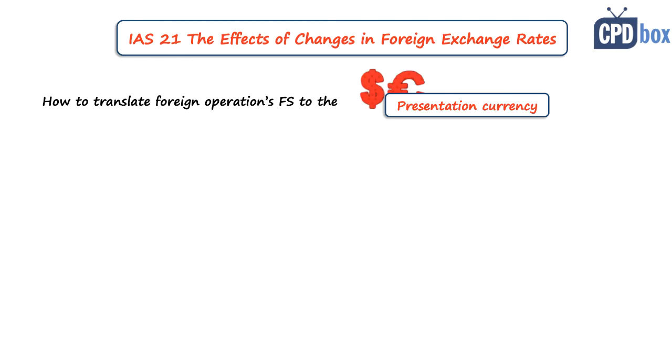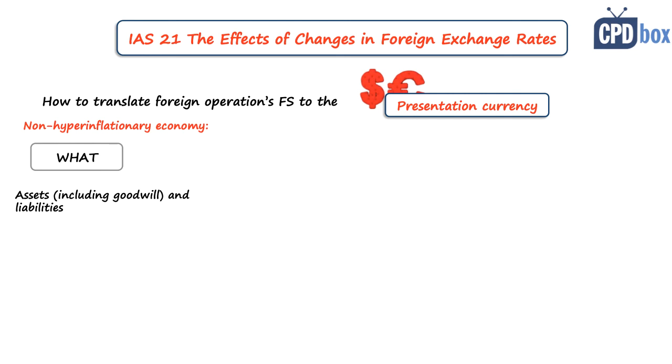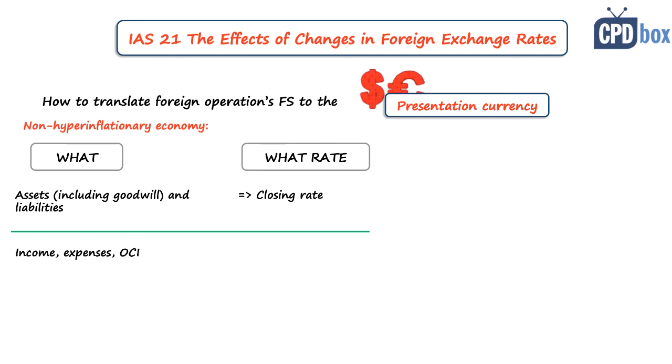Now, how to translate the financial statements of a foreign operation to the presentation currency? Remember, that's the Mexican subsidiary reporting to the US parent. Here, the very important fact is whether the foreign operation's functional currency is in a hyperinflationary economy or not. So let's deal with the most common case when it's not such a case. So again, it depends on what item we are translating. All assets and liabilities, including goodwill and fair value adjustments, are translated using the closing rate at the date of the financial statements. Income and expenses are translated by the transaction or historical rate, but it can be impractical to translate each transaction separately, so the average period rates can be used as a reasonable approximation.